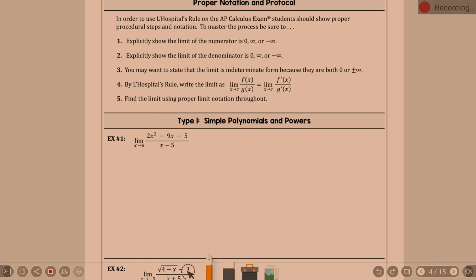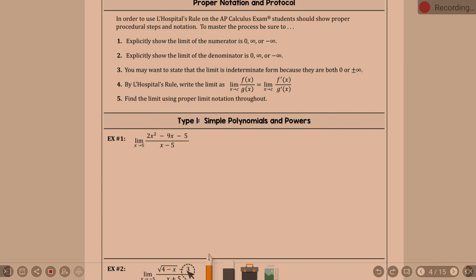Okay, example 1. Jump into the basics here. You see the limit as x approaches 5 of this function. What's the first thing we're probably going to check? Plug in, yes? If I plug in 5, on the bottom, 5 minus 5 is 0. Okay, that's not a no-go yet. Check the numerator. 5 squared is 25, times 2 is 50, minus 45, minus 5. 0. That's 0 over 0, isn't it?